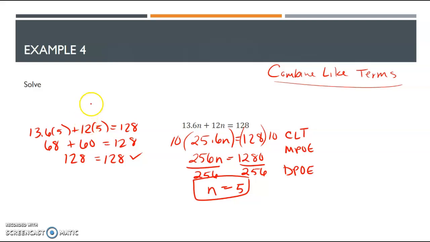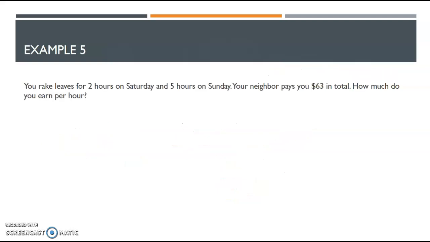So, I had made that comment that we could either do the combine like terms or the multiplication property of equality. Either one of them could have gone first. I could have multiplied everything by 10 and then combined like terms. Instead, I combined like terms and then multiplied by 10. Your choice. Or you don't multiply by 10 at all. Again, your choice.